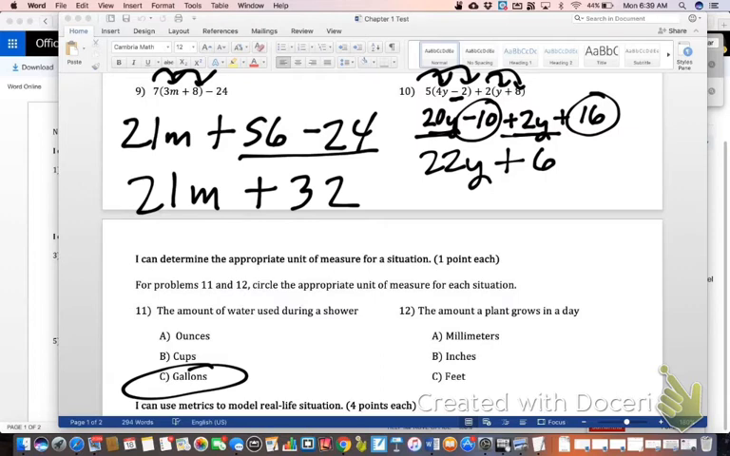And then the amount a plant grows in a day, well, most plants. I know bamboo can grow more than this, but that's pretty much the exception. Most plants are going to grow a millimeter at the most in a day. So that is the most appropriate.